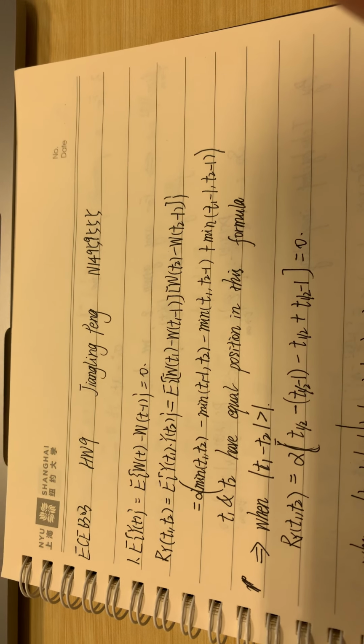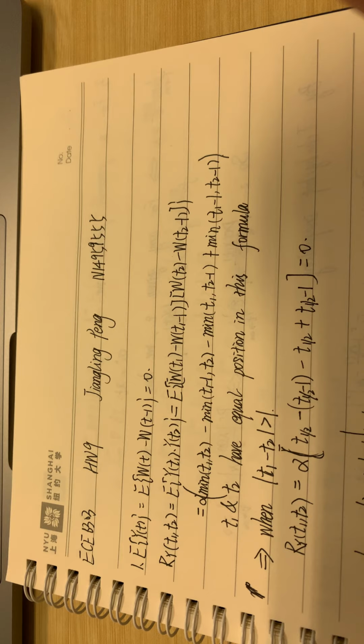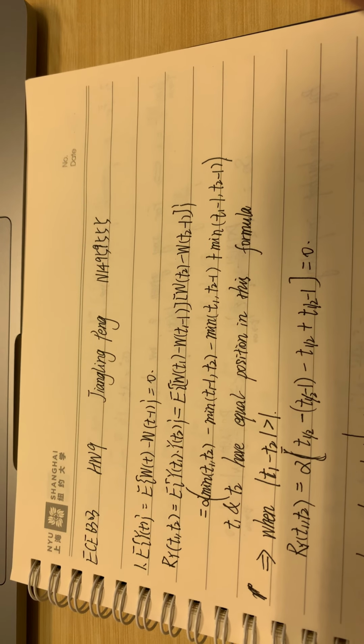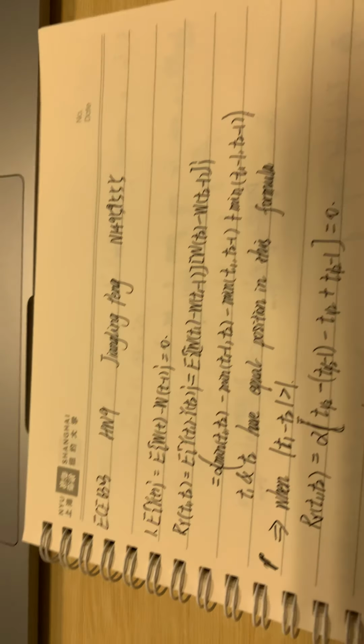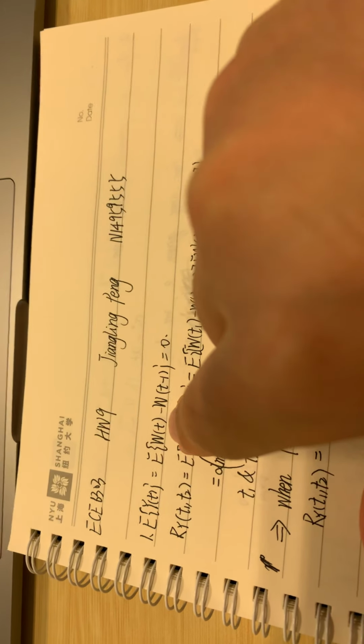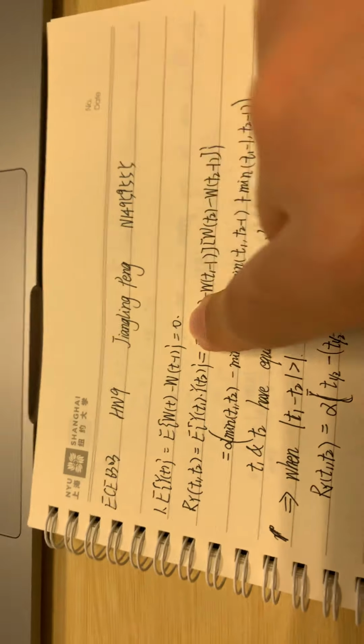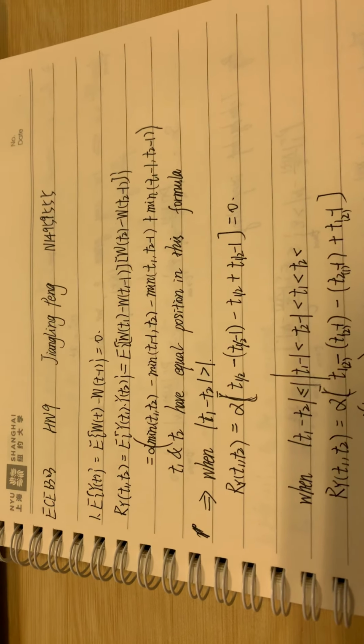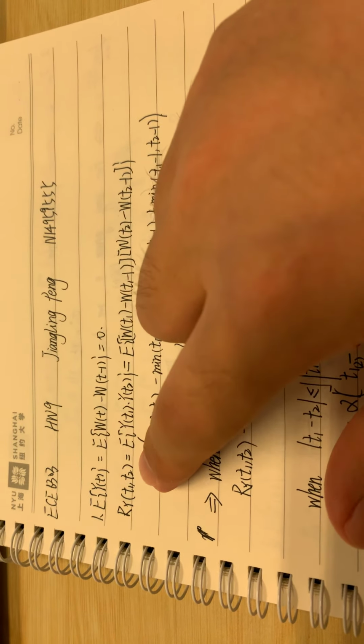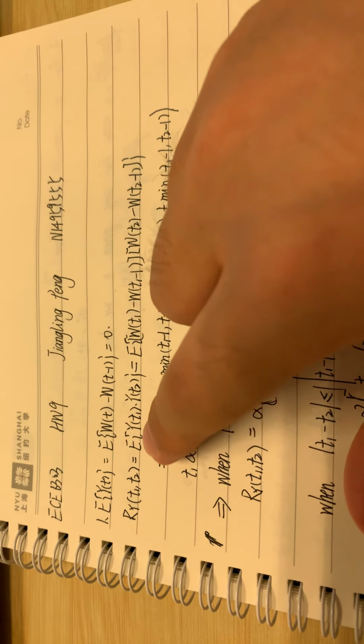The expectation of Y(t) equals the expectation of W(t) minus W(t-1). The expectation of W(t) and W(t-1) are both 0, so that would be 0. Quite simple. And second, we find R_Y(t1, t2).